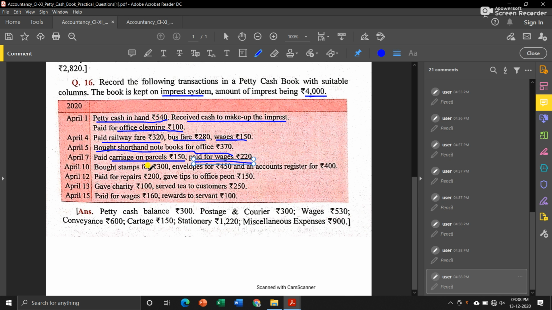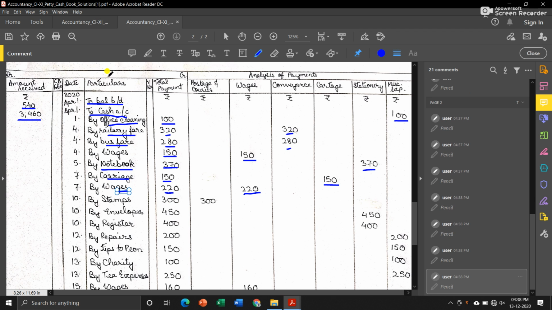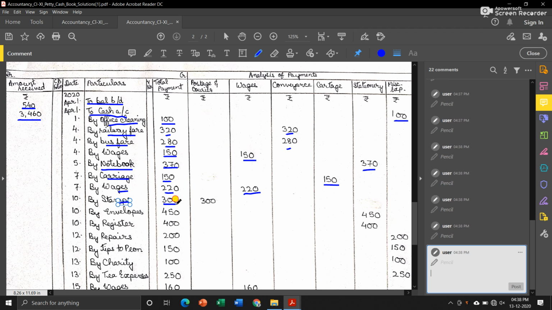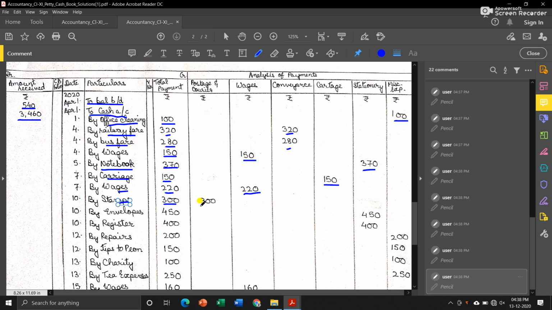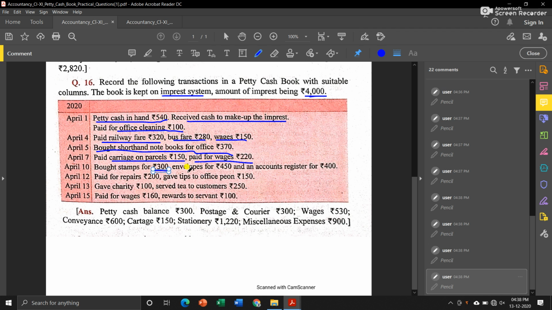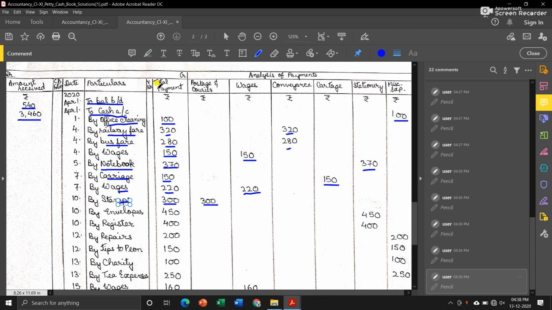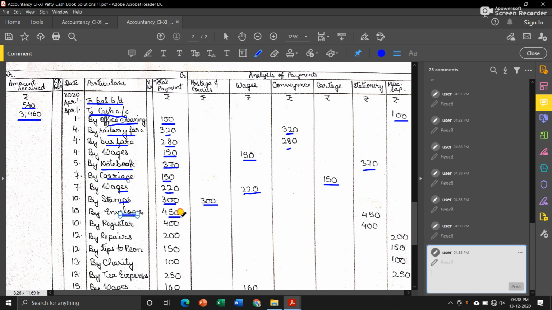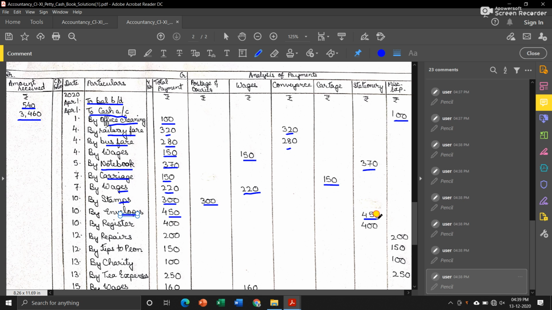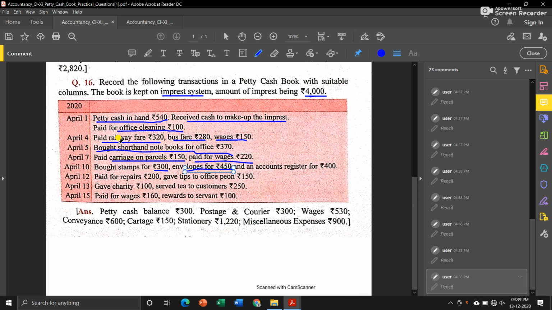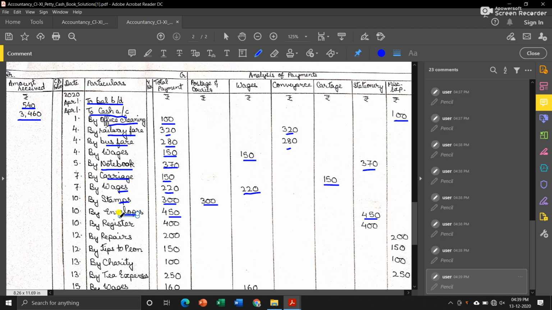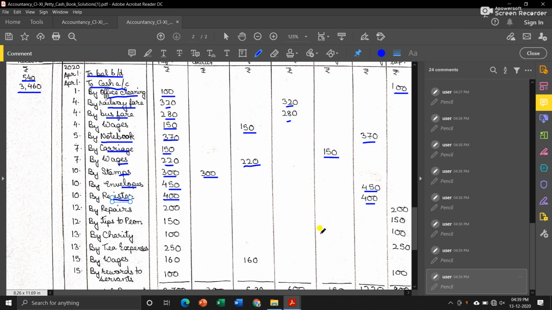Then next we have bought stamps for 300. So we will write by stamps 300, and since we use stamps for courier purposes, we will write it in the postage and courier column. Then next we have envelopes for 450. So we will write by envelopes 450, and we will write it down in the stationery column. Then next, again, we purchased one account register 400. So we will write by register 400, and we will note it down in stationery because we purchased this from our stationery.